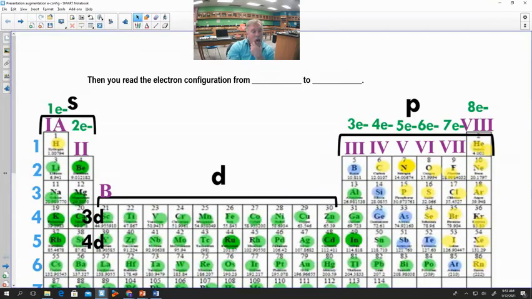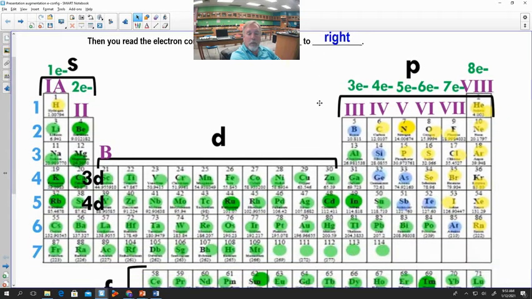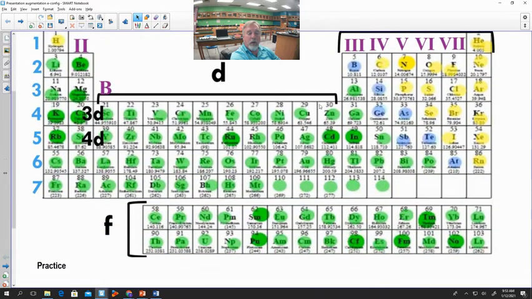We can look at our periodic table, and in your notes here, you'll see we can read the electron configuration from the left to the right, just like a book. Okay, so let's do a few examples. I've got this periodic table above us here on the screen. Let's see if I get it all to fit.